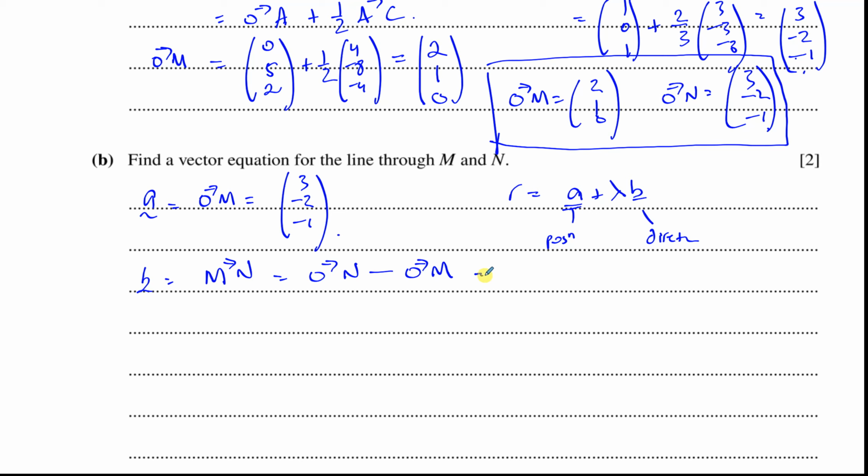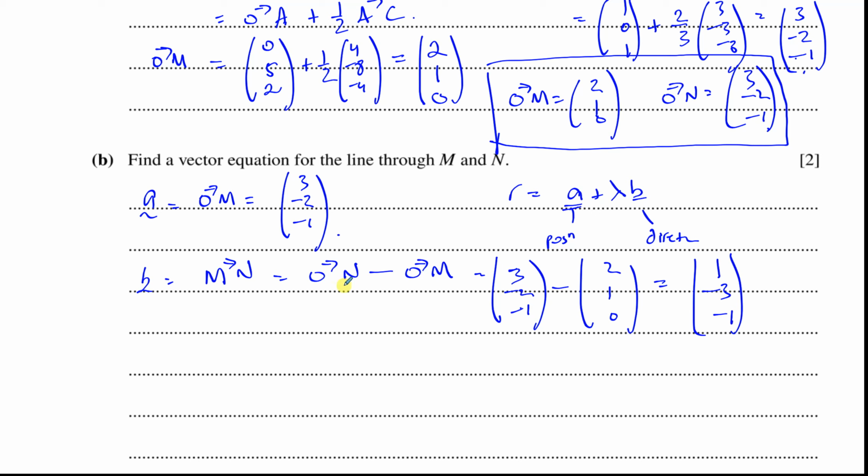So I just have to subtract these two vectors from each other. That gives me ON minus OM, which is (2, 1, 0) minus (3, -2, -1). So 2 minus 3 is minus 1, 1 minus minus 2 is 3, and 0 minus minus 1 is 1. So that is the direction of the vector. I could even have it the other way around, N to M, in which case it would be (1, -3, -1).